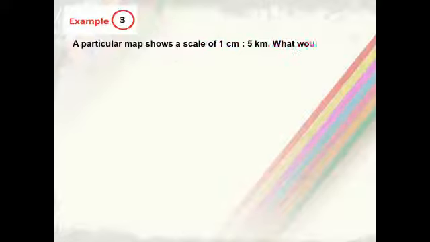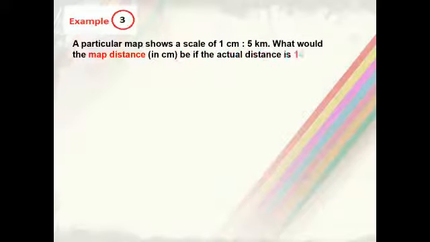Example 3. A particular map shows a scale of 1 centimeter is to 5 kilometer. What would the map distance in centimeter be if the actual distance is 14 kilometer? Look at the question. It is 5 kilometer and 14 kilometer. The units are the same. You have to find the map distance.